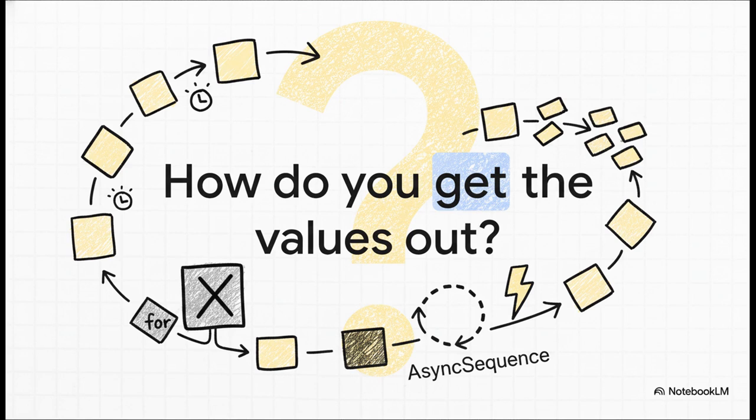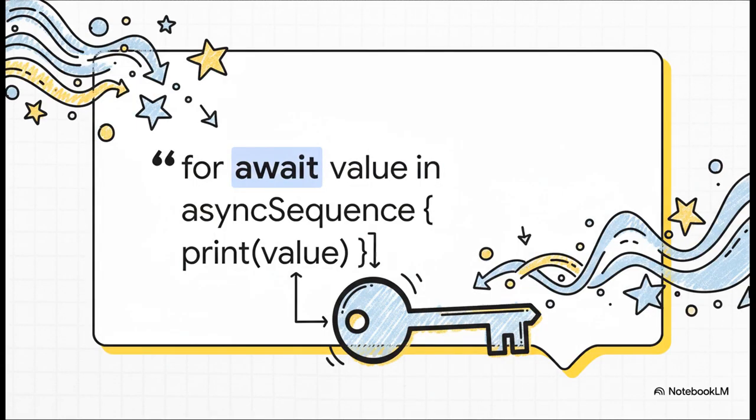So how do you get the values out? That's the million-dollar question, right? Because if the values aren't all there at the start, your standard for loop is totally useless. It would either finish immediately, finding nothing, or it would just lock up your whole program waiting forever. We need a new way to loop. And this is it, the for await loop. Just look at how clean and simple that is. It looks almost exactly like a regular for loop you write every day. But that one little word, await, changes everything. That is the magic key that lets you unlock the values from that stream one at a time as they arrive.